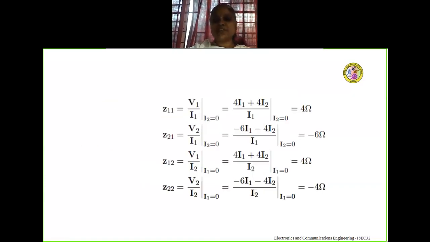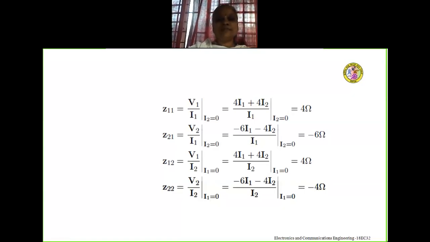So let us substitute here, minus 6I1 minus 4I2 divided by I1 when I2 is equal to 0. Put I2 is equal to 0 here. We get minus 6I1 divided by I1, which gets cancelled. The value of Z21 is minus 6 ohm.